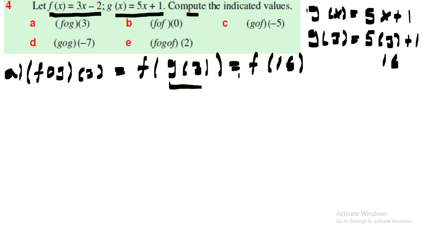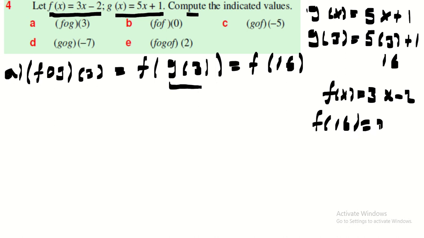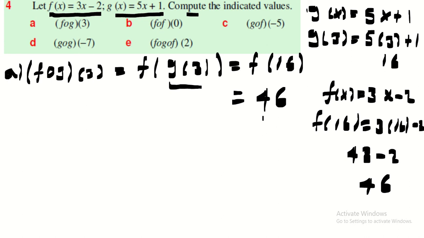In the next step, you need to find f of 16. F of x, already we know it. F of x is equal to what? 3x minus 2, given. So when you say f of 16, I'm going to substitute 16 in place of x. 3 times 16 minus 2. 3 times 16 is 48. 48 minus 2 will be 46. Therefore, this result will be 46. That's going to be the first answer, A.